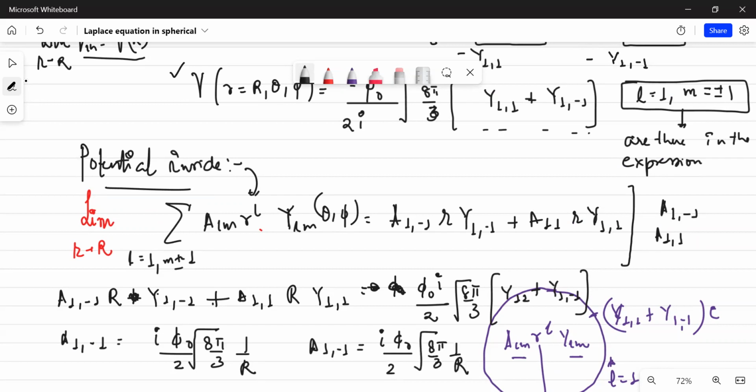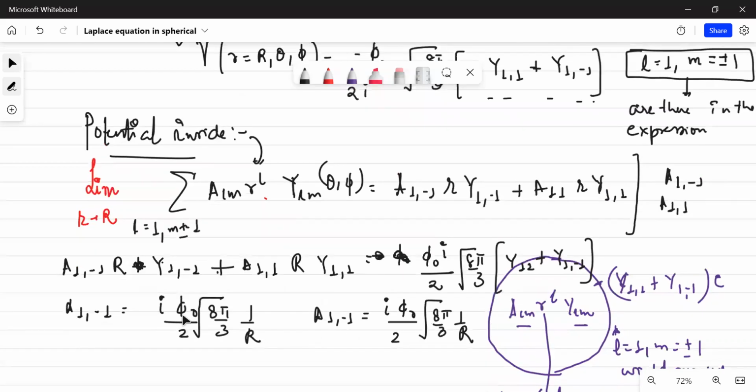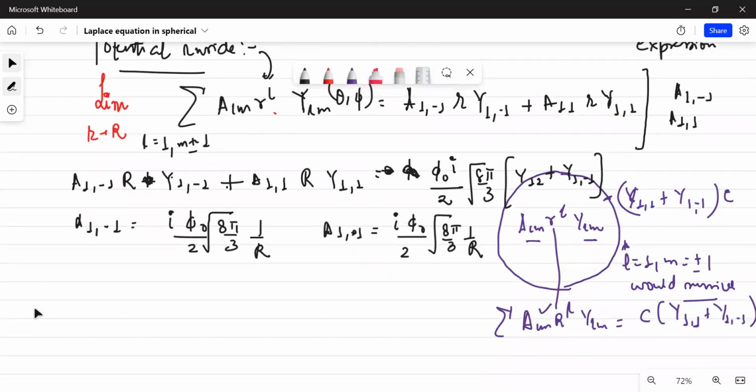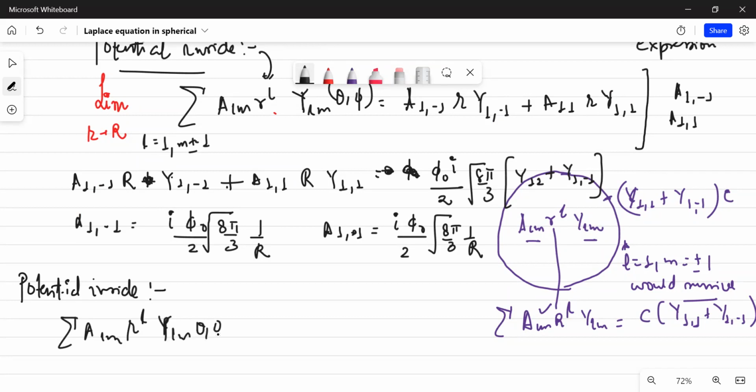Is that clear? After having found A11 and A1 minus 1, you can clearly find the potential inside. So the potential inside is given by the summation of A_LM r raised to power L Y_LM theta comma phi, and all you need to do is expand this only for L equals 1 and M equals plus minus 1. This is what I'm trying to say.